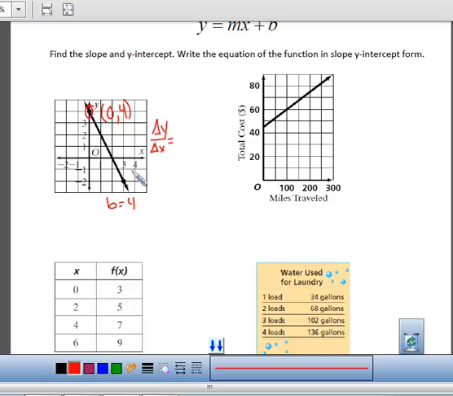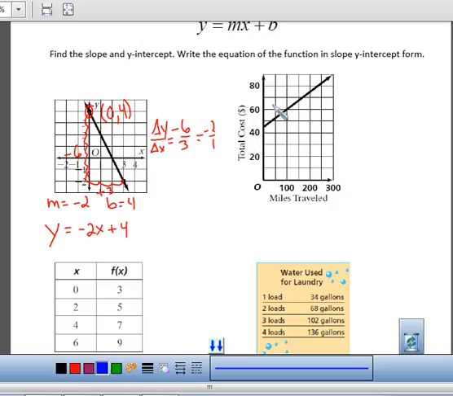To go from this point to this point, it's going to go down 6 spaces. So since it's going down 6 spaces, that's minus 6. So the change in y is minus 6. And then it's going over 3 spaces to the right, so that's positive 3. So negative 6 over positive 3 simplifies to negative 2 over 1, so it gives us a slope of negative 2. So now that we have our slope and y-intercept, we can write the equation y equals negative 2x plus 4. Pretty simple, right?